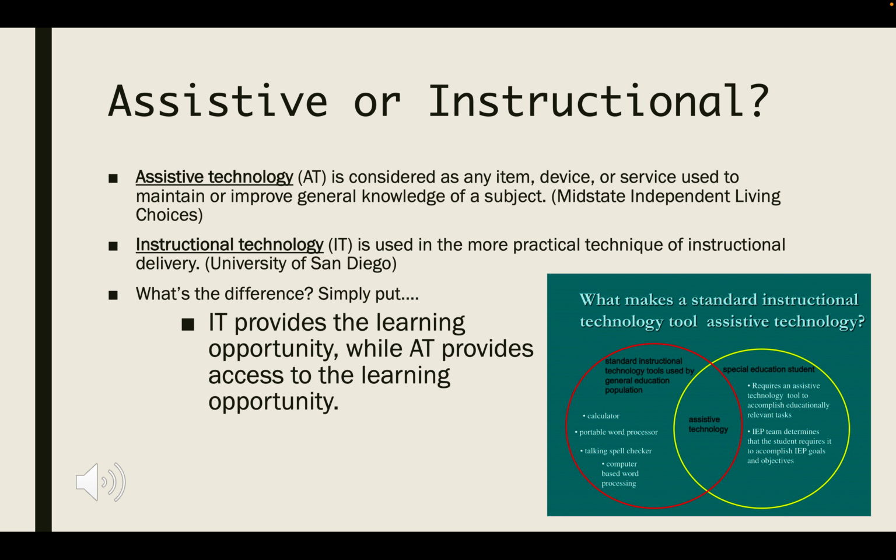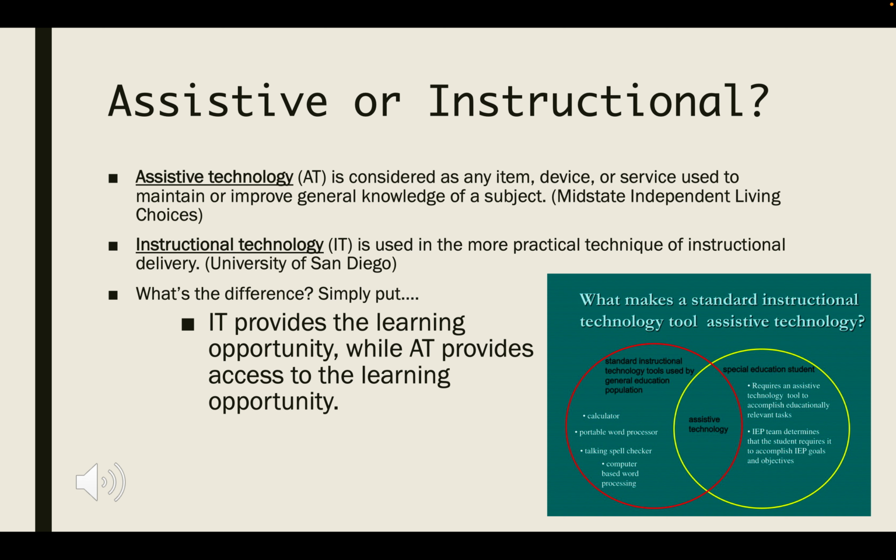Those three tiers are low tech, which are devices that are usually readily available, inexpensive, such as page holders or safety scissors; mid-tech, which are devices that are usually digital and require batteries, such as a calculator or an audiobook; and high-tech, which are devices that are typically computer-based, likely to be a little bit more sophisticated, such as a tablet or a screen reader.